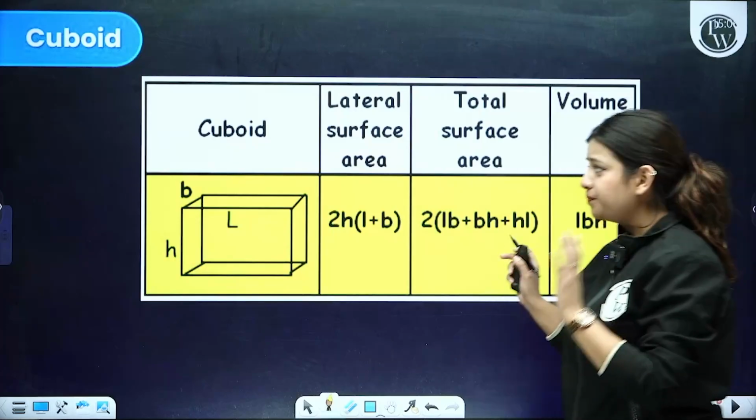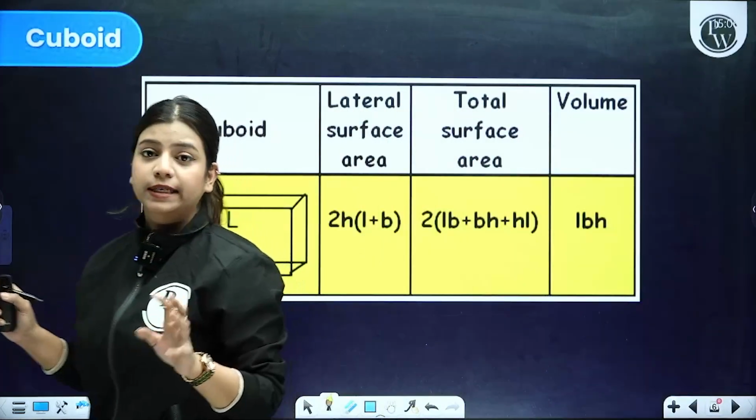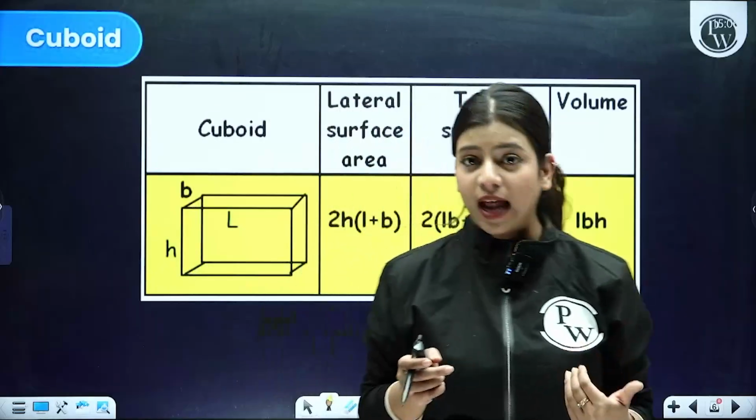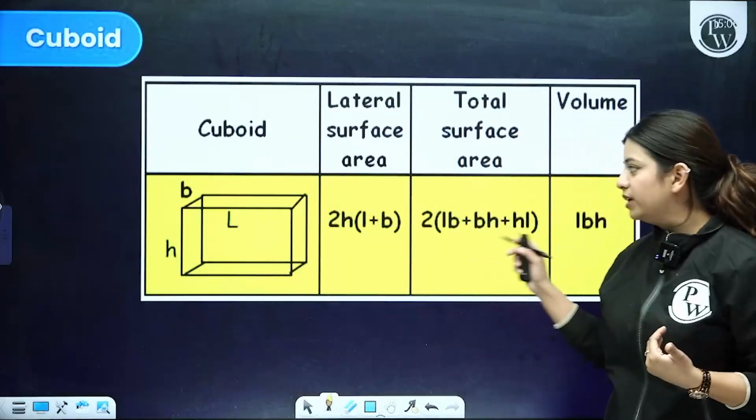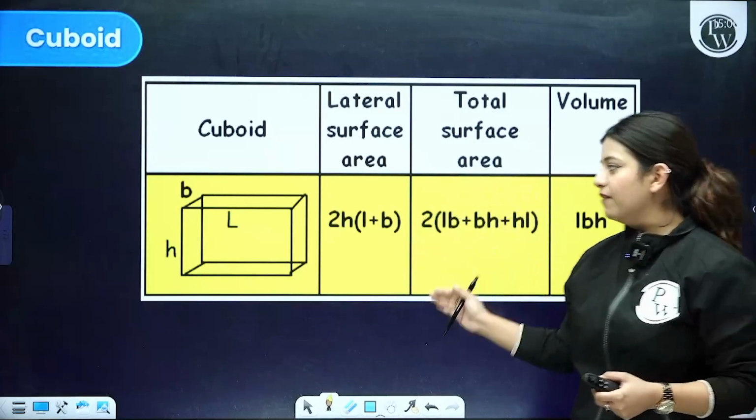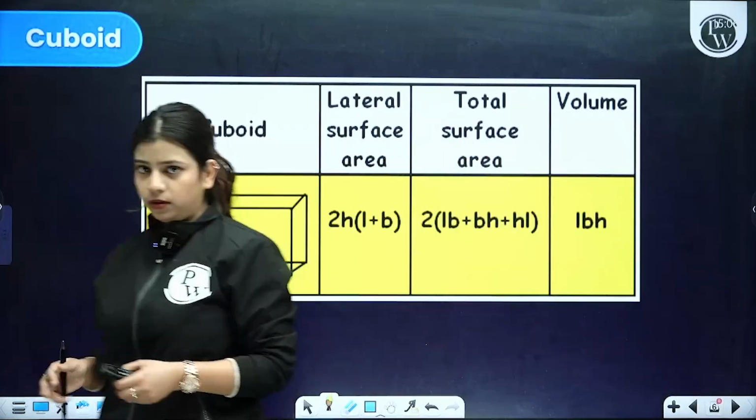Next we have the cuboid, right? When we talk about the cuboid, all the faces in a cuboid are rectangles. Again, the cuboid has three different formulas. One is for the lateral surface area. For the lateral surface area, we have the formula of 2h(l + b).